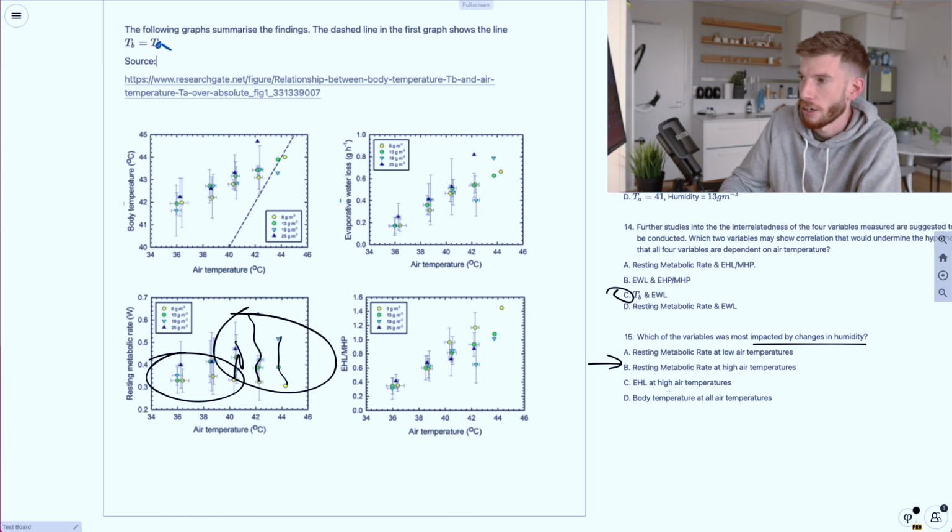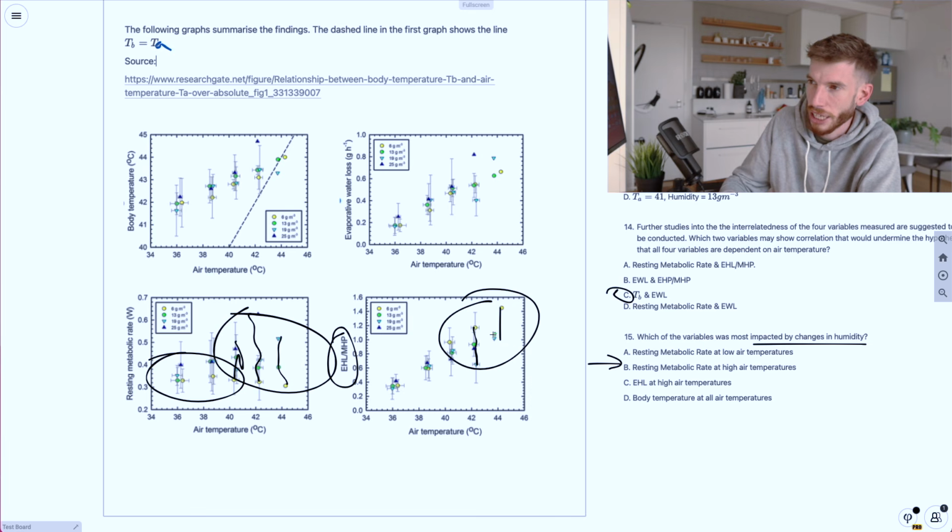Then EHL at high temp, so evaporative heat loss, that's this one over here. High temperature, and again, we can go the other way, so we can go downwards, so yellow, green, light blue, dark blue. It went back. It's not great news. This one here, yellow, green, and only a little change. This one had much bigger moves.